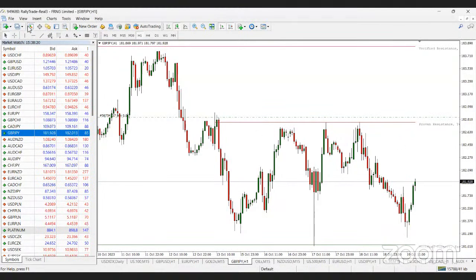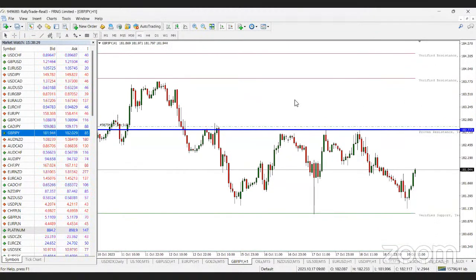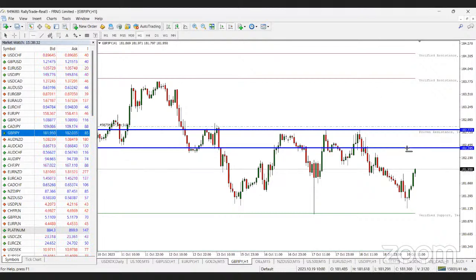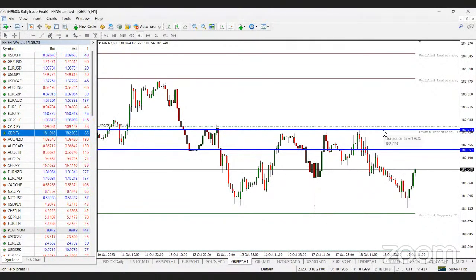Apart from the fact that I have a proven resistance here, which I believe that if it gets here, it's a very good position for me to take a sell, there's another zone I can expect to look out for a sell from on GBP JPY. So I'll be looking out for a sell first of all from 182.357. That's my first sell. Then I'll be looking out for another sell at 182.770. First sell at 182.357, another sell at 182.770. I expect it to actually fall.